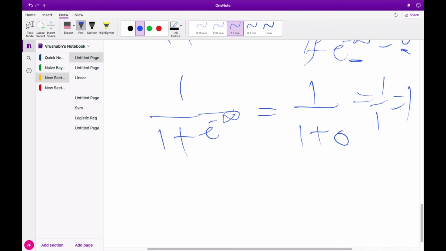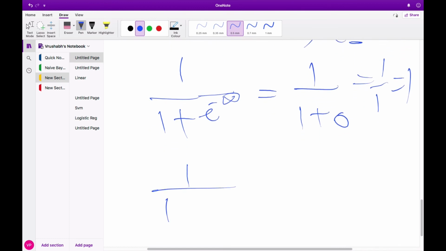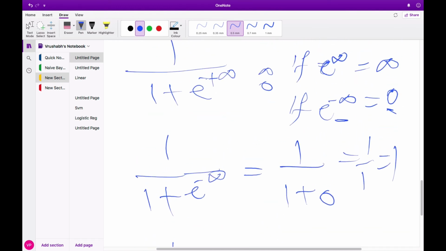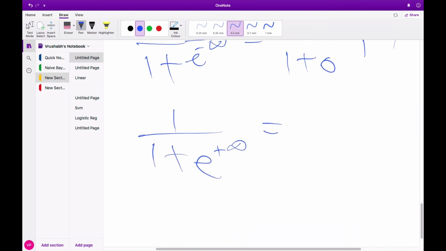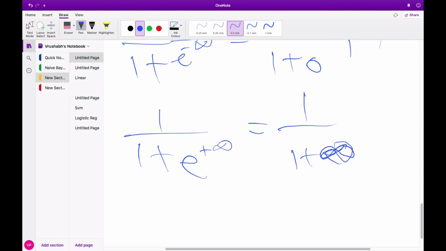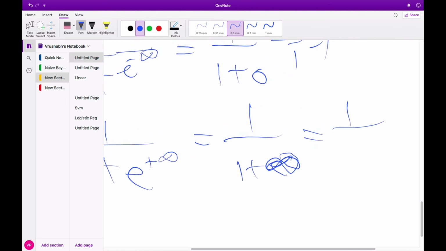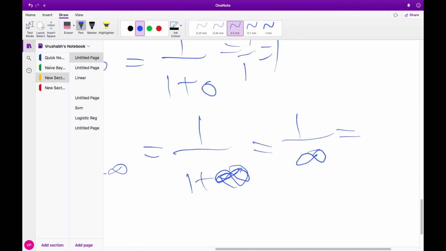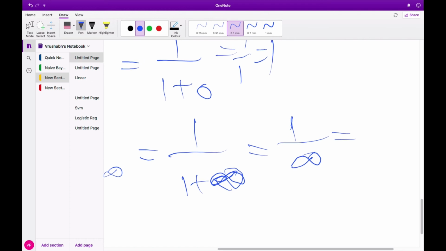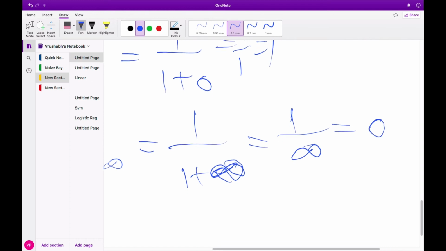Okay, and if we pick the positive part, let's say 1 over 1 plus e exponent positive infinity, remember that e exponent positive infinity is going to give us infinity. So we're going to have 1 over 1 plus infinity. And 1 plus infinity is still going to be a very large number, which is still going to converge to infinity. So we're still going to have 1 over infinity, and since we are dividing something over infinity, this is still going to converge to 0.